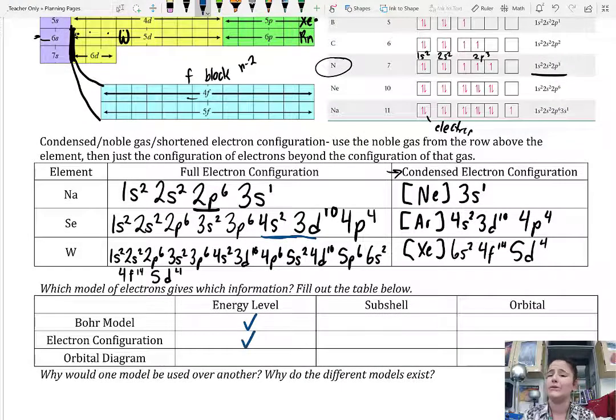The orbital you could figure out, but you don't know the specific orbital. You would need the orbital diagram to do all three. Okay? And why would one model be used over another? Why do the different models exist?